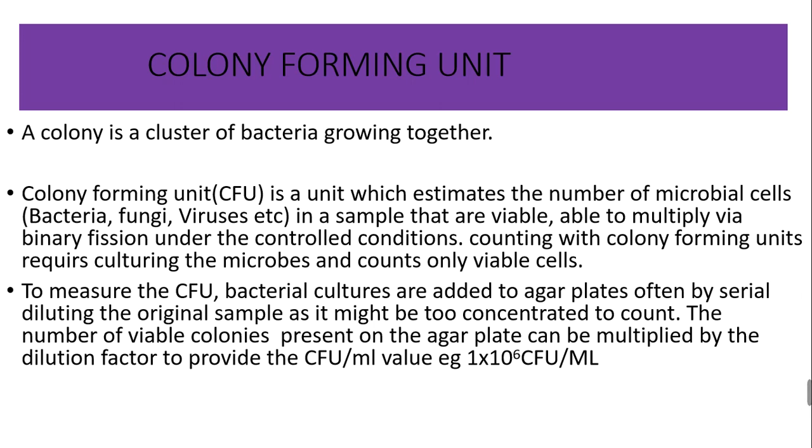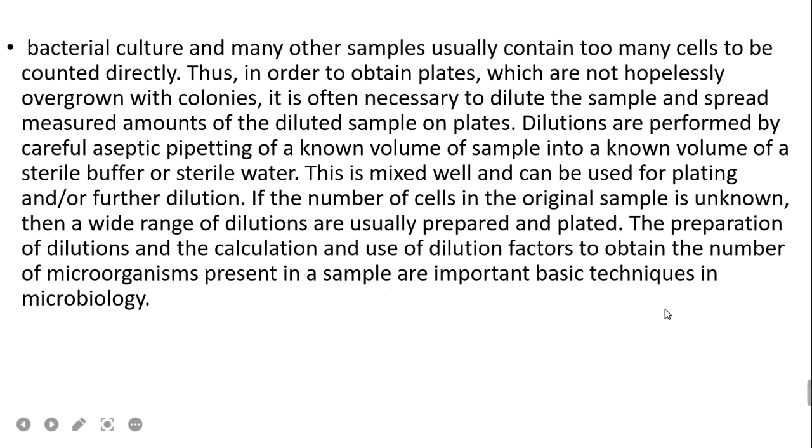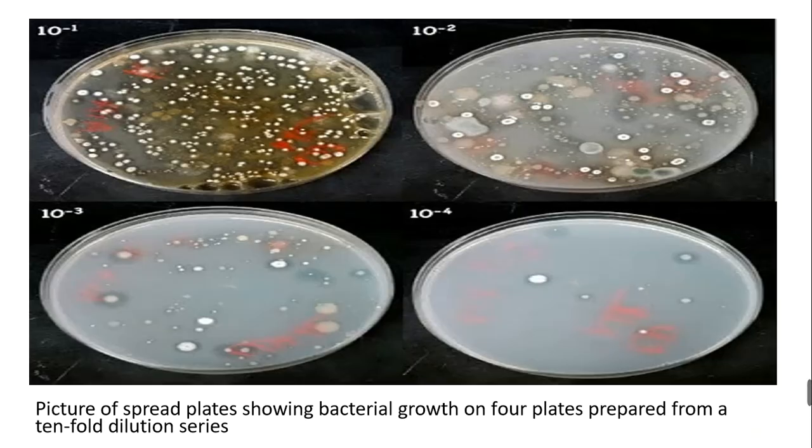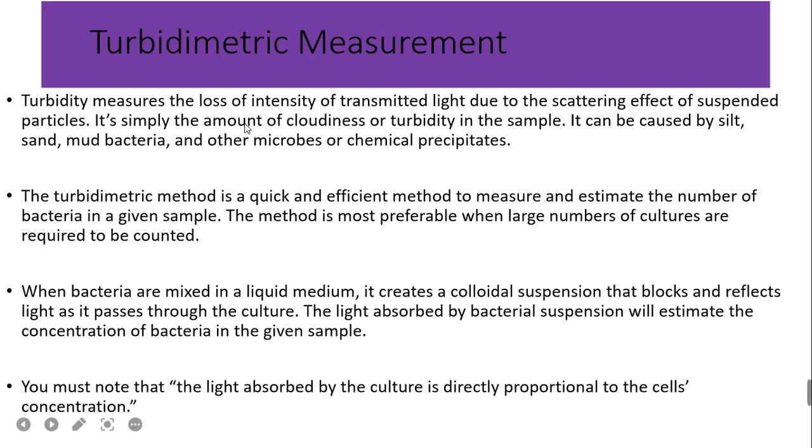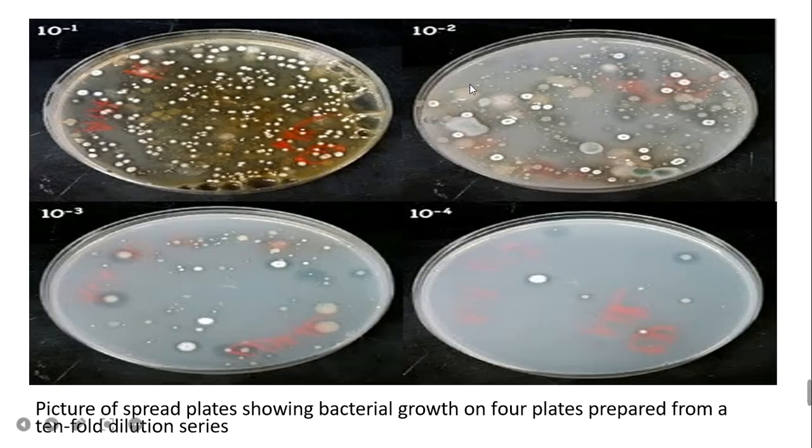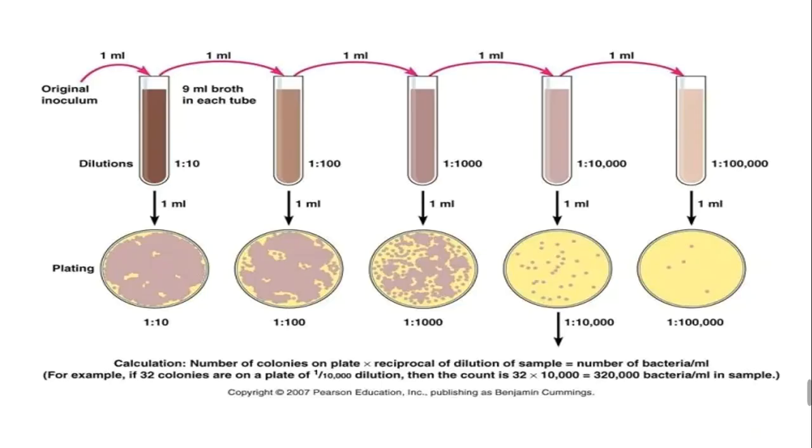To calculate this unit, bacterial cultures are added to the agar plate, often by serial diluting the original sample, which might be too concentrated to count. I want to show a pictorial view of what I mean. Now, this is the first sample that you just diluted by 10 raised to the power 1, that's taking 1 ml and putting it in 9 ml of diluent. Then as you continue to dilute, you can see from the plates that the concentration of microorganisms begins to reduce. So this is what we actually try to achieve using this method.